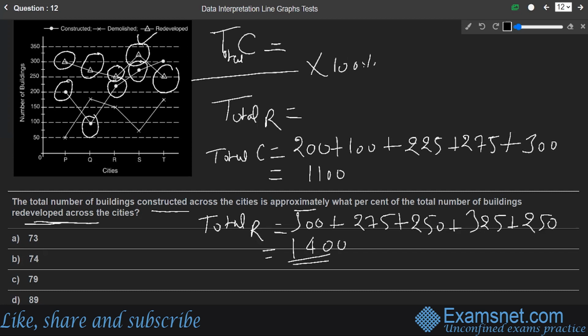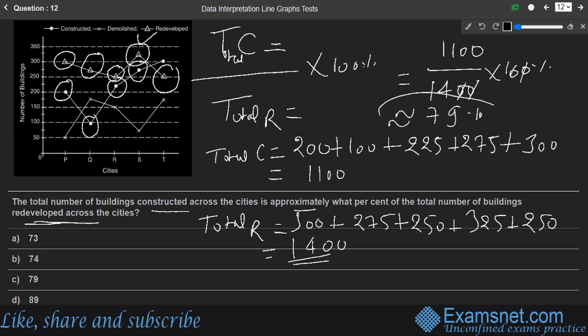Now we are supposed to find the percentage of total constructed over total redeveloped. So clearly we are supposed to find what percent 1100 is of 1400, multiplied by 100%. If we solve this further, the percentage value comes out approximately equal to 79%. So that should be the right answer, 79%. It is available in option C, which becomes the right answer.